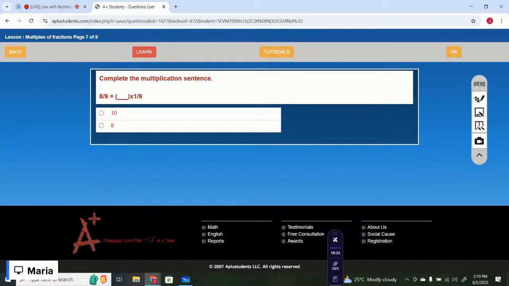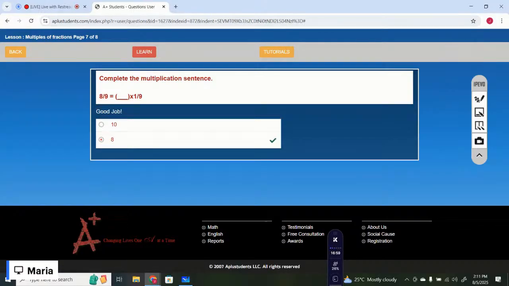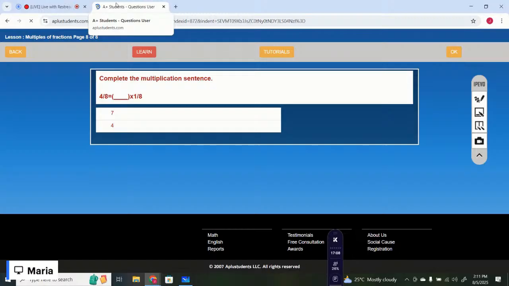Complete the multiplication sentence. 8 by 9 equals the missing number times 1 by 9. That is 8 times 1 by 9. Option 2 is the correct option. Okay, you can complete the lesson by yourself later today. Let me just move on to the next lesson.